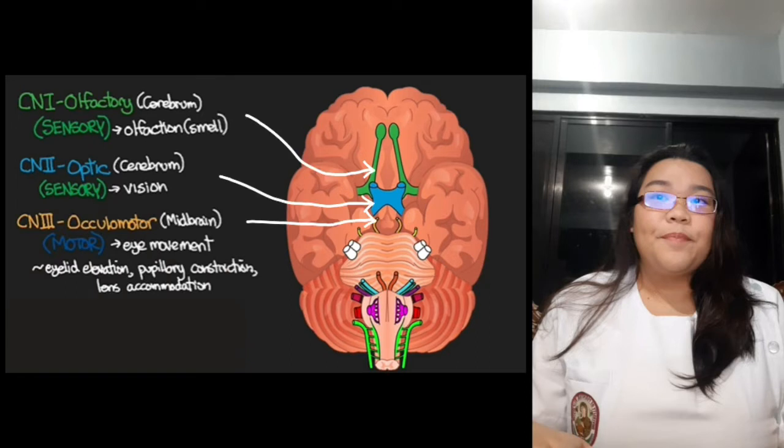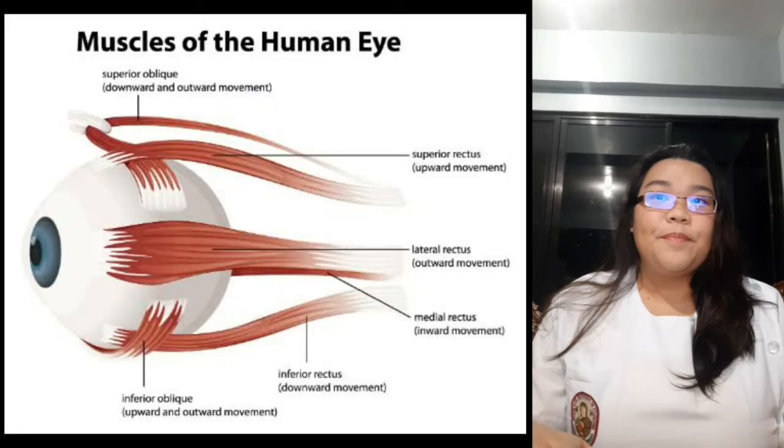So the next cranial nerve is cranial nerve 3, or what we call the oculomotor nerve, and this particular nerve originates in the midbrain, and it is strictly a motor neuron. This nerve has a few different functions, and it supplies most of the muscles of the eyeballs, and these muscles are the inferior oblique, superior rectus, inferior rectus, and the medial rectus. The oculomotor nerve plays a primary role in eye movement, but it also plays a role in some autonomic functions such as eyelid elevation, pupillary constriction, as well as the reshaping of the lens itself, something we call lens accommodation.